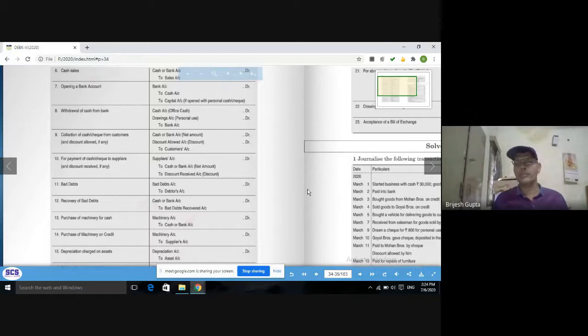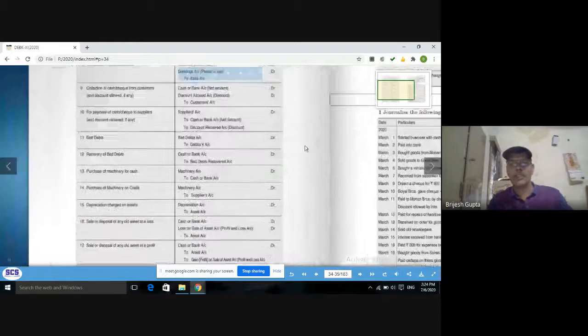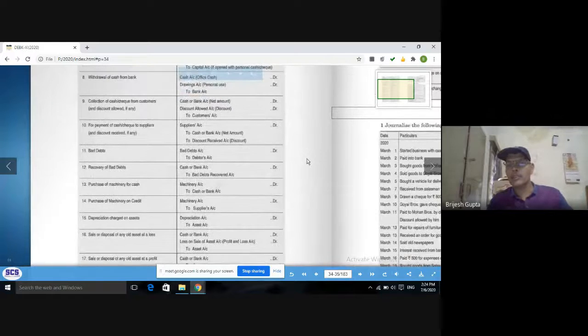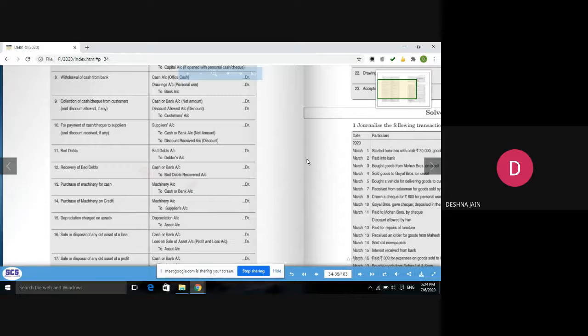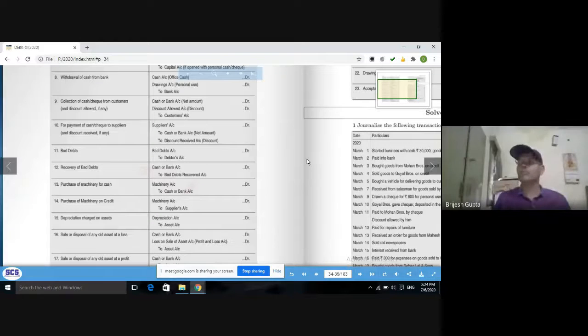Now second entry for purchase, that is the credit purchase of goods in the same category. Credit purchase of goods entry will be purchase account debit to supplier or creditor. Purchase account debit to supplier or creditor. You know, is it clear? Someone has to respond. I cannot see you because I am sharing the screen. Yes, sir. Okay, okay. Yes, sir. So these two entries may be there for purchase of goods.